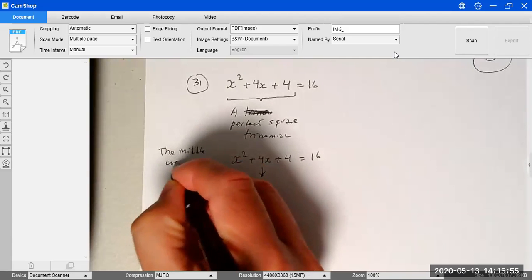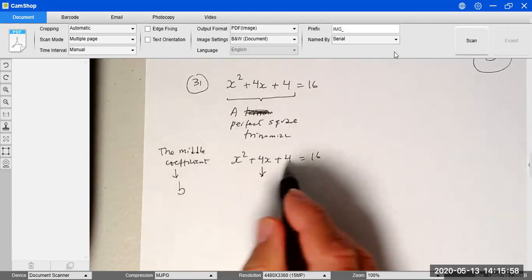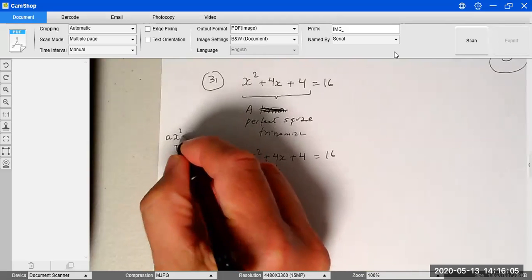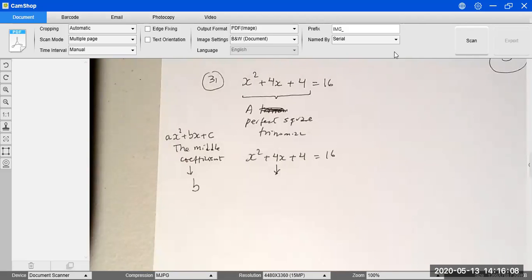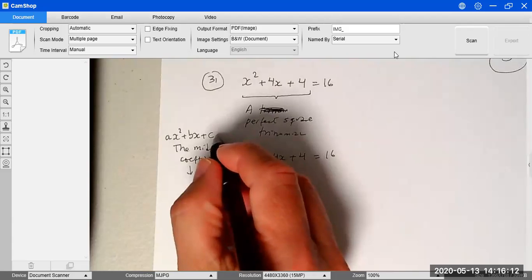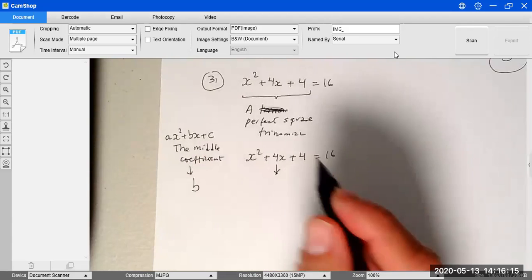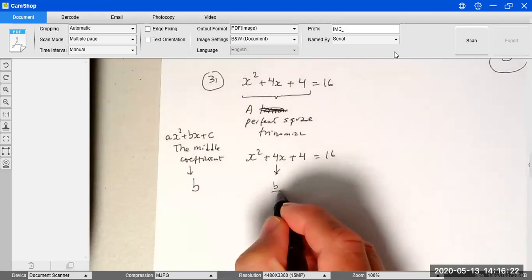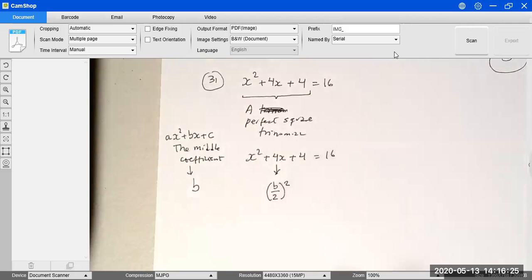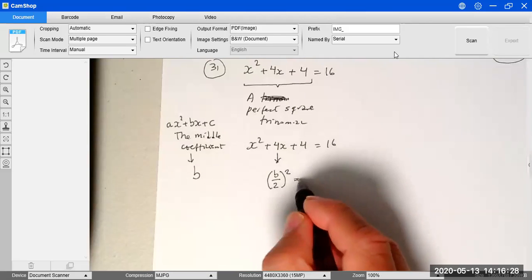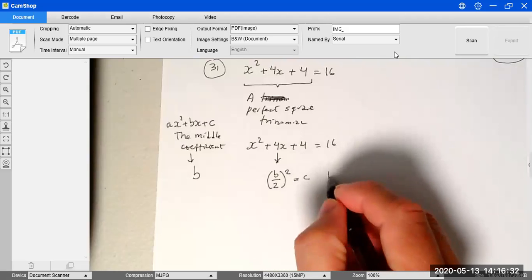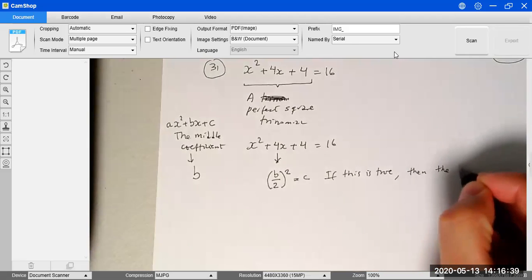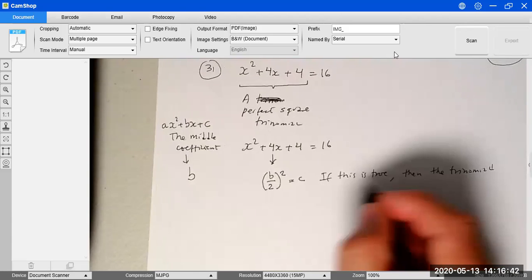The middle coefficient of a quadratic equation. So usually you have the quadratic written as ax squared plus bx plus c. That's a quadratic expression. It's an equation if you equate this to something. So the middle coefficient b, when you divide b by 2 and you square that, that should be equal to c. If this is true, then the trinomial is a perfect square.